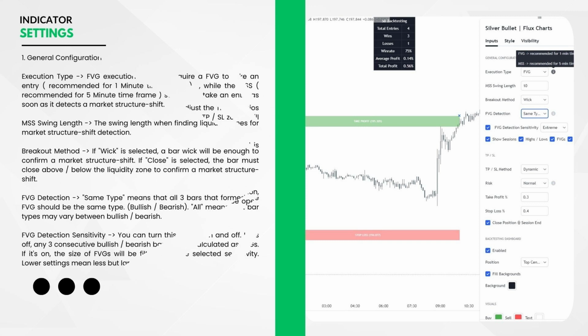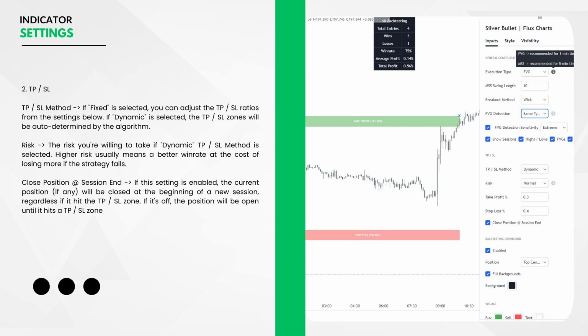TP or SL method. If fixed is selected, you can adjust the TP or SL ratios from the settings below. If dynamic is selected, the TP or SL zones will be auto-determined by the algorithm. Risk. The risk you're willing to take if dynamic TP or SL method is selected. Higher risk usually means a better win rate at the cost of losing more if the strategy fails.